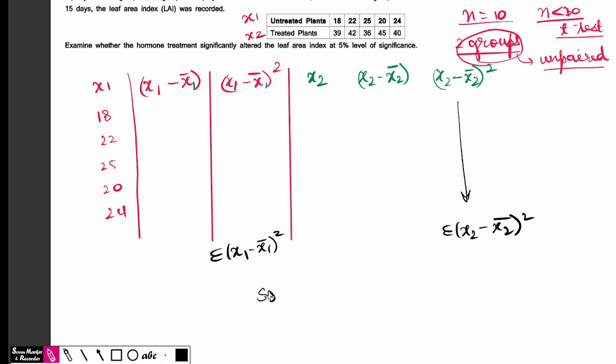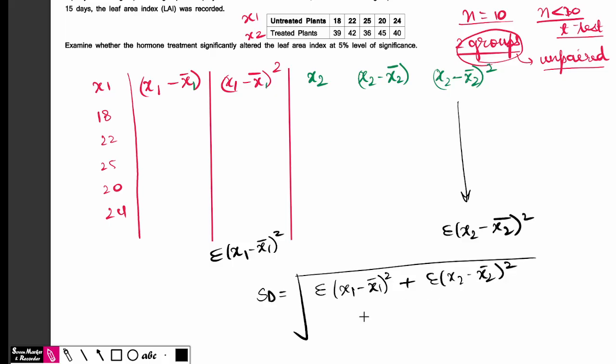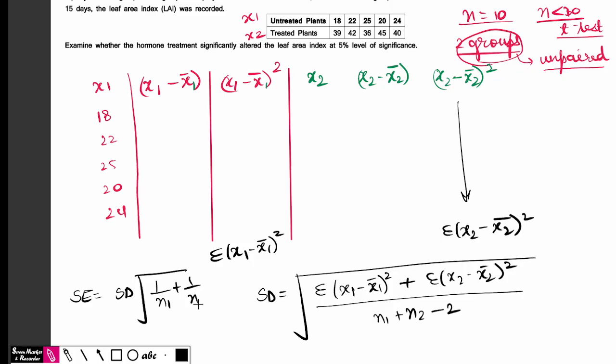The formula of standard deviation for the unpaired t-test comes out to be root of summation x1 minus x1 bar and its square plus summation x2 minus x2 bar and its square upon n1 plus n2 minus 2. Once you solve the formula for standard deviation, now you know what needs to be done. After this, you have to calculate standard error from the standard deviation. So standard error comes out to be standard deviation multiplied by root of 1 upon n1 plus 1 upon n2.